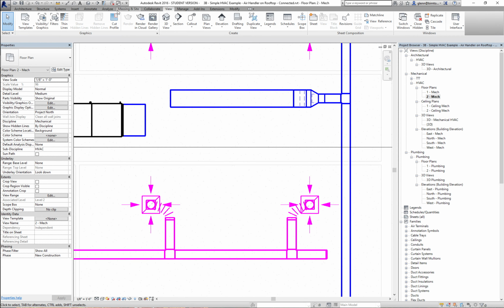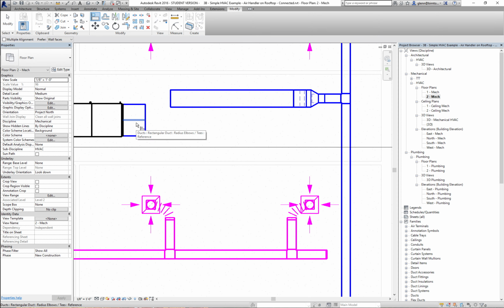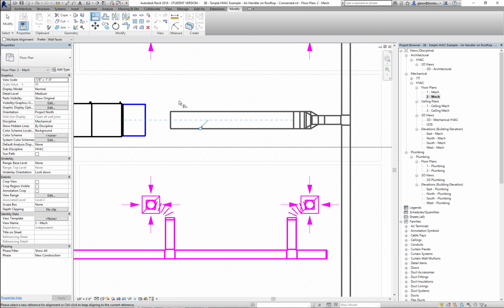So I could say, okay, let's go ahead and do a little modification. See if I can grab the center line of that. See if I can grab the center line of that. And if I could bring those together on the center lines, again, that'll make it a little bit easier to make the connection.